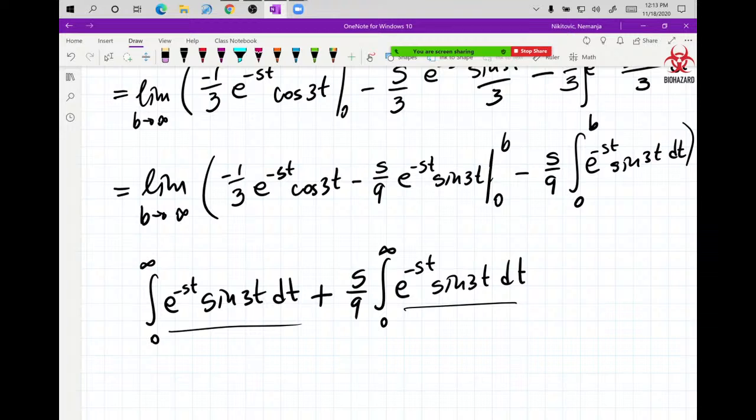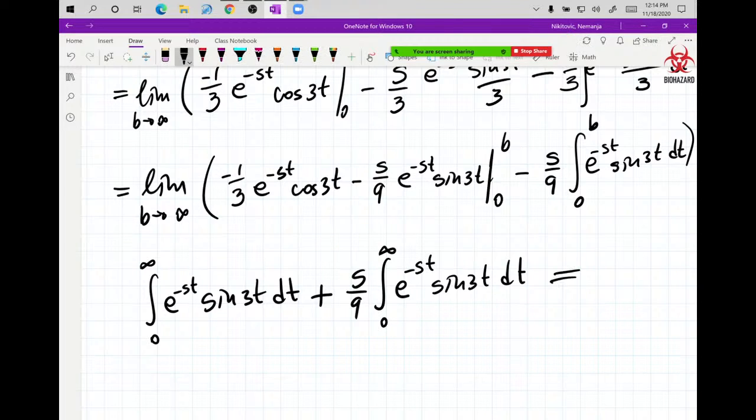Now you say, but hold on, you had 0 and b, and now you have 0 and infinity back. Well, yeah, because I don't have this limit in front anymore, so I'm just going to plug this infinity back into b and have it 0 to infinity again, just so I can add these 2 integrals.